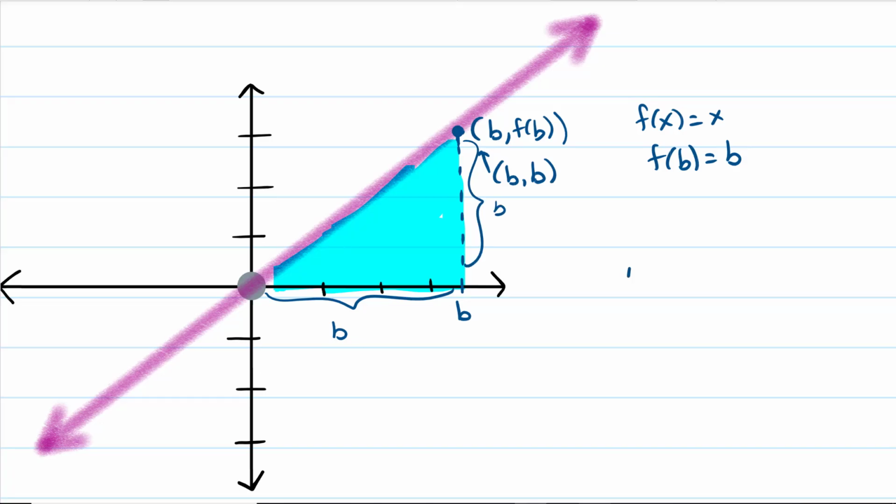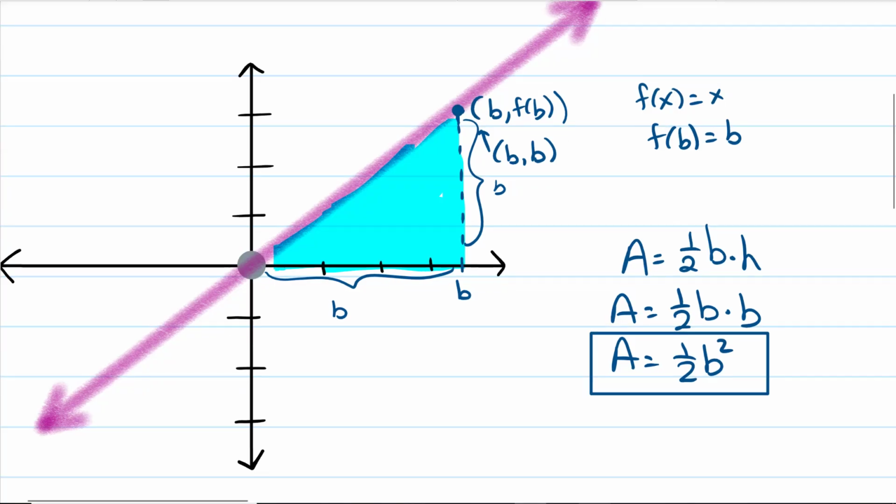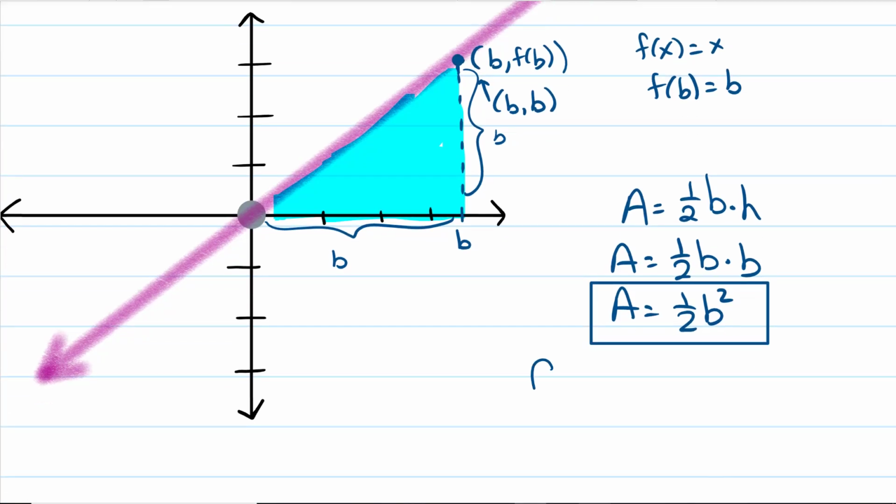So the area then of a triangle is 1/2 base times height. So the area is 1/2 b times b. So the area is 1/2 b squared. And that's it. So if you want to write that as an integral, it's the integral from 0 to b of x dx is equal to b squared over 2.